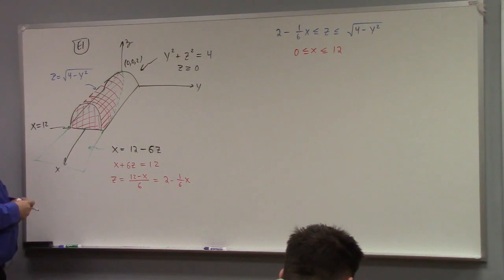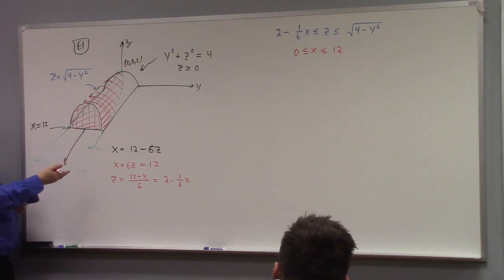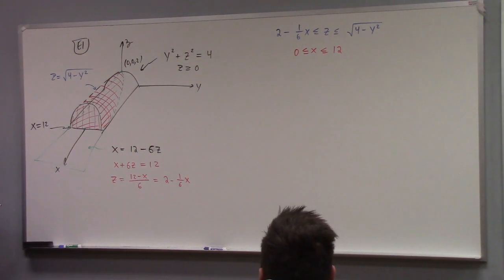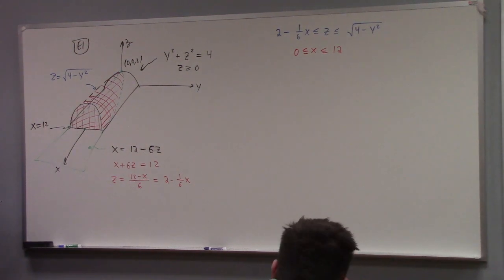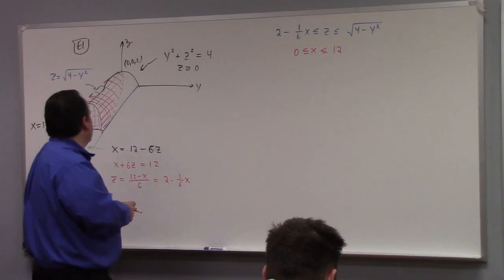I do that first. And then the second thing I'm going to do is cut out the half cylinder. How do you cut out the half cylinder? You mean like plus or minus root 4 minus z squared? Yeah. I think that's what I want to do.